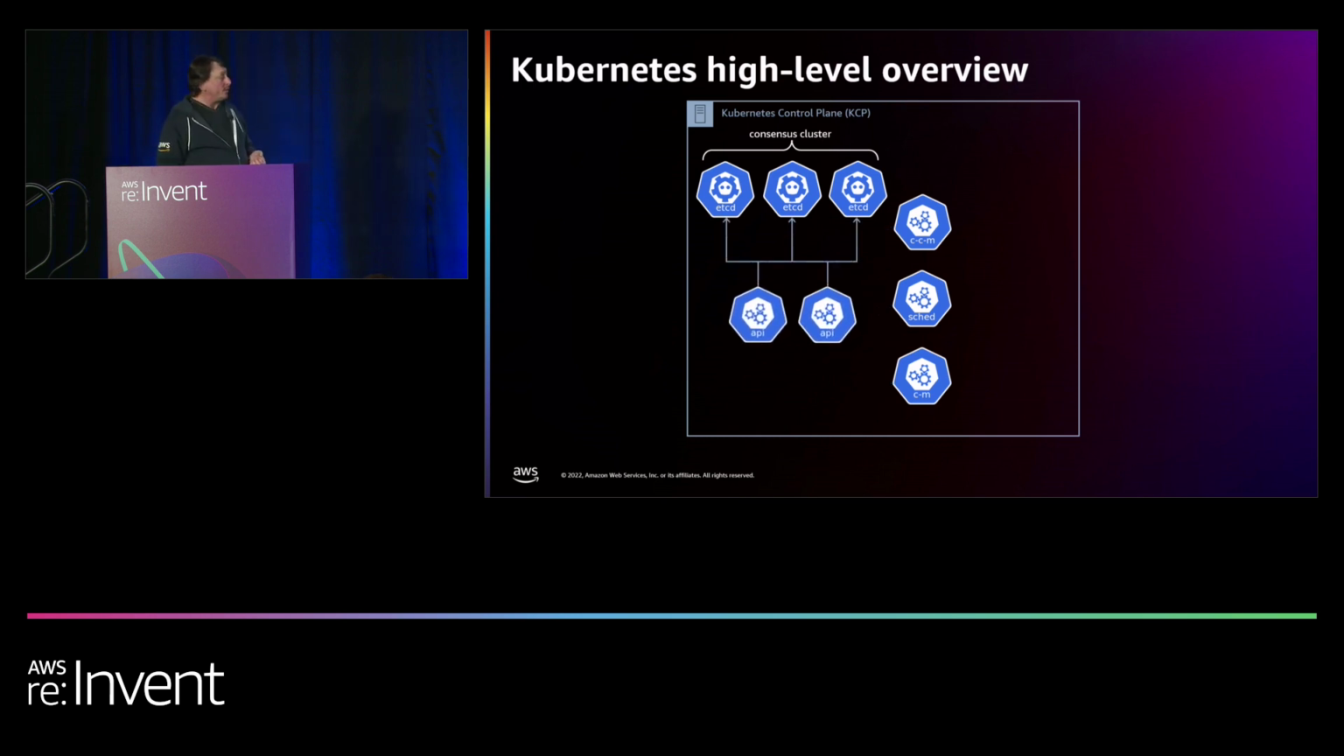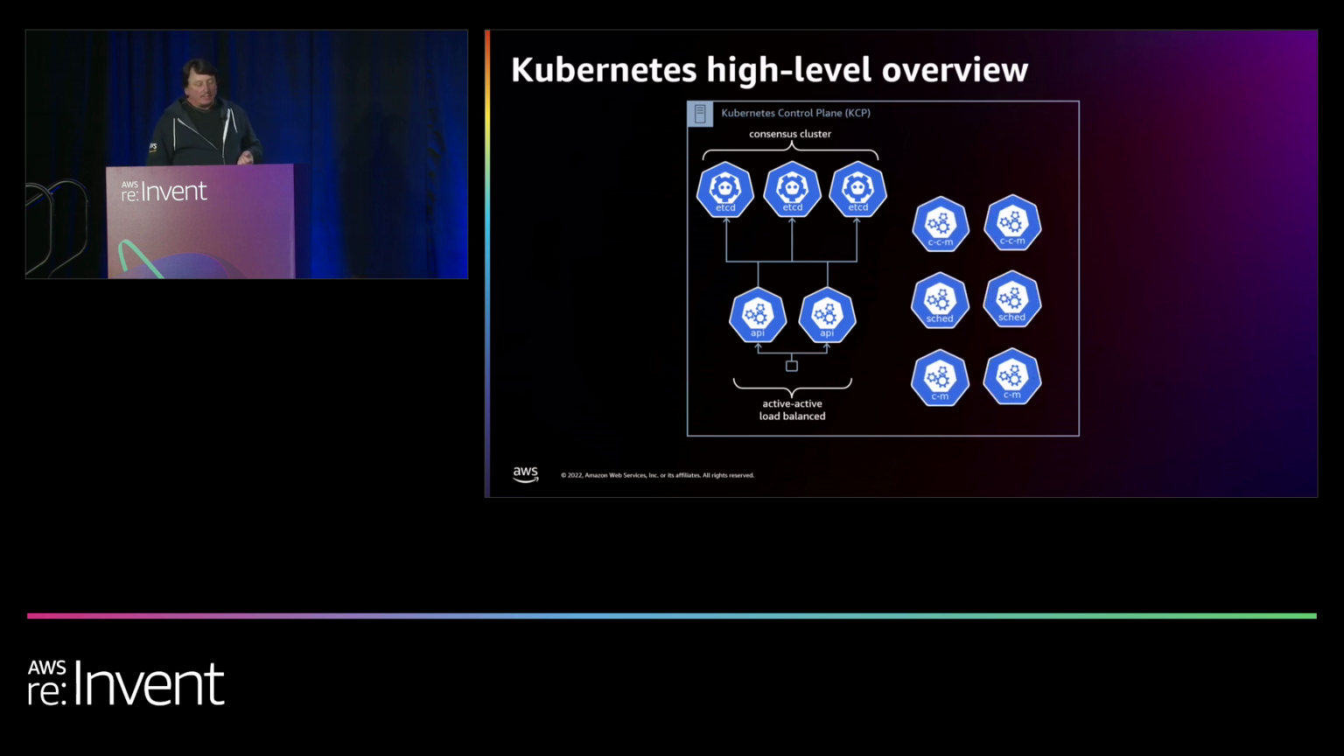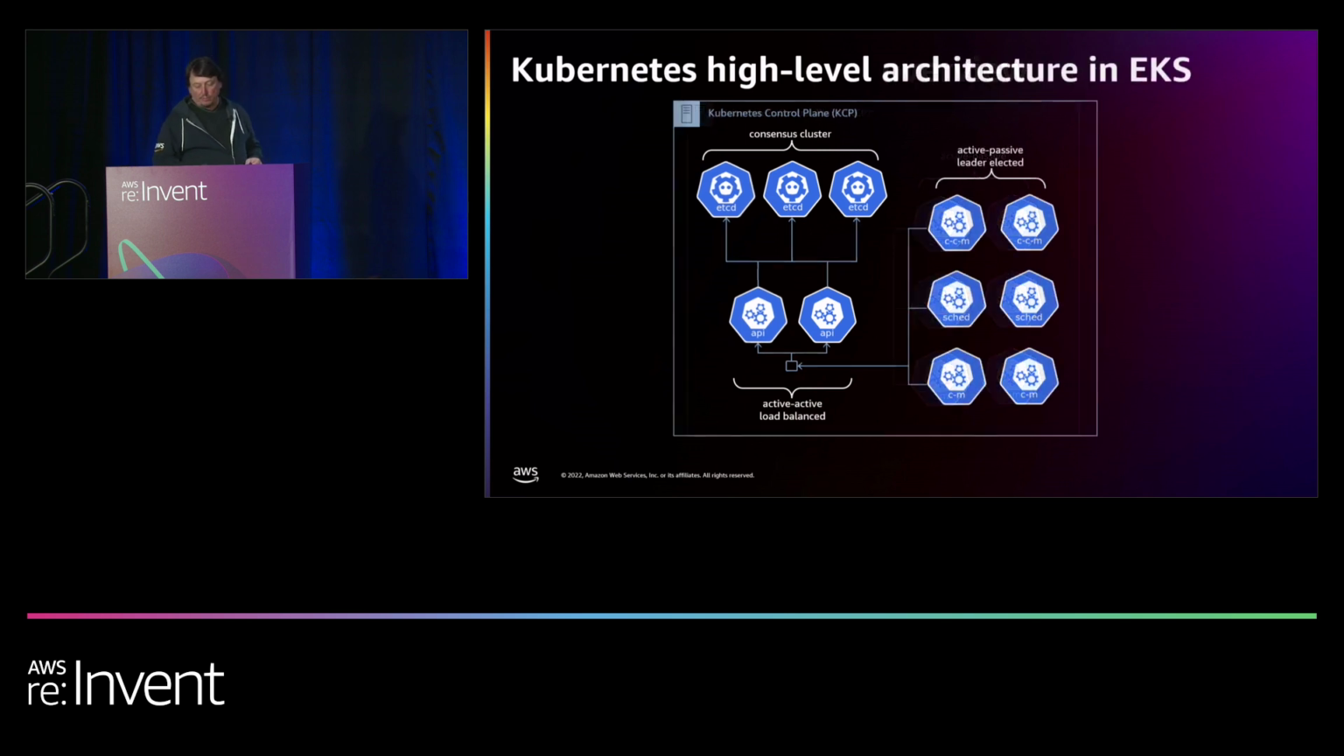The API server communicates with our etcd cluster, and it runs in an active load balance configuration. So the API server is our primary component for how we interact with our cluster. And then lastly, all of the other components that run on the control plane, we have them configured in an active-passive configuration. Only one of them can be in control at any given time, but we want them to be available so if anything fails, we can click over to it in a heartbeat.